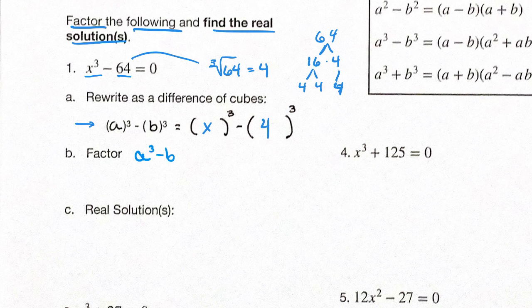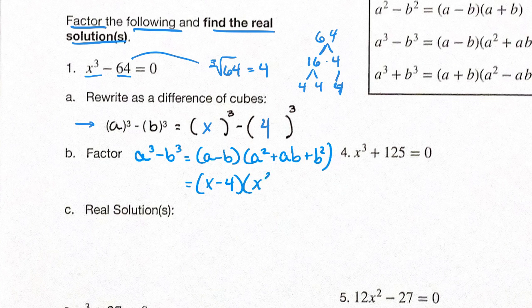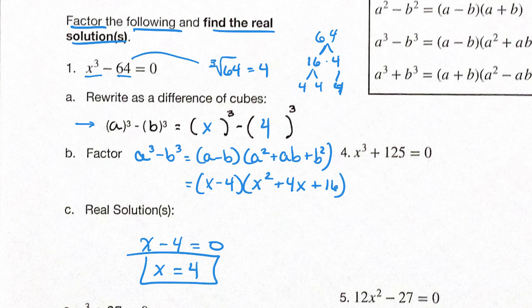A cubed minus b cubed is a minus b, square the a, multiply, and square the b. And so ours is x minus 4, x squared plus 4x plus 4 squared. And the only real solution we get is from x minus 4 equals 0. So x is 4 is one of the answers.